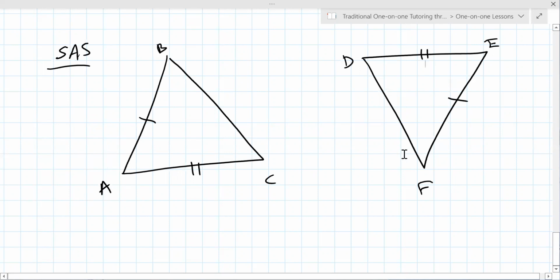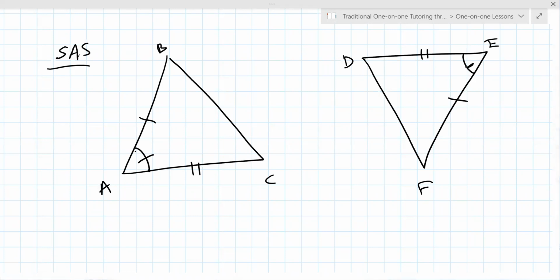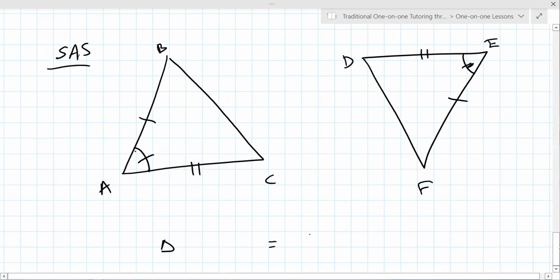Okay, and what about over here on the other triangle? It would be E. So we know that A needs to be congruent to E. That needs to be labeled, but I was just trying to get you to pick the angle so you could see it. Yeah, so this works now. This is side angle side. So I want you to try to write the triangle congruence statement for me, please.